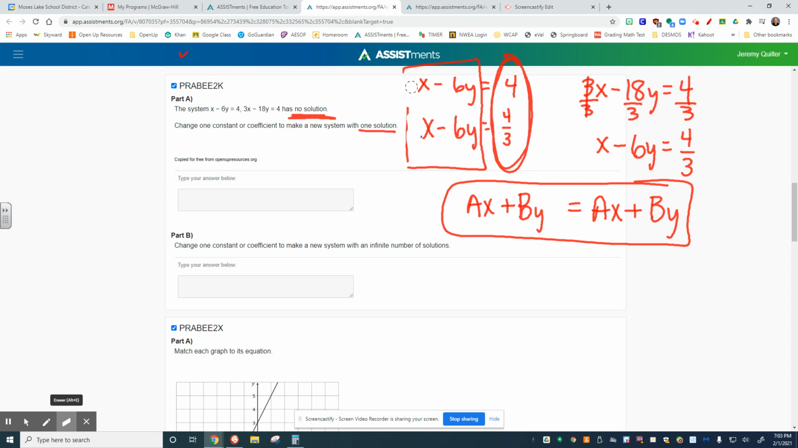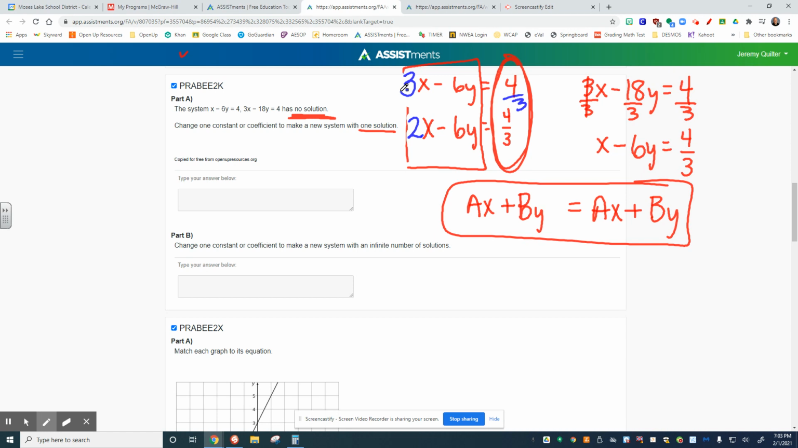If I would have changed one of these constants and maybe said, oh look, hey, 4/3, now all of a sudden I have infinite solutions because I have two of the exact same equations. Maybe I change 4/3 to 34. It's still no solution because the thing that matters are the variable terms. They have to be different in order to be one solution.